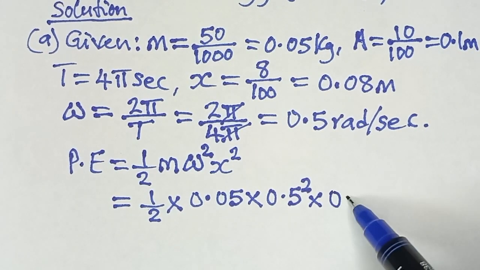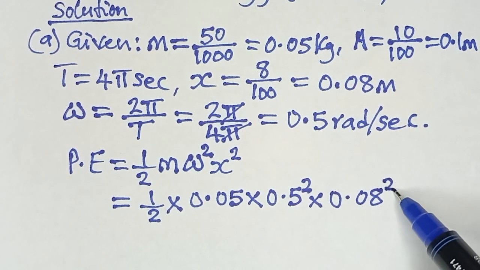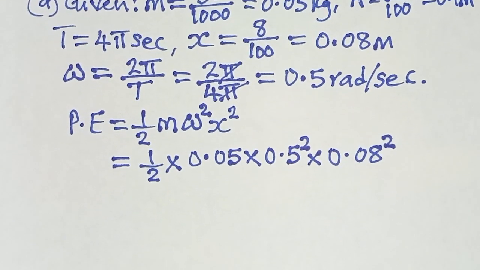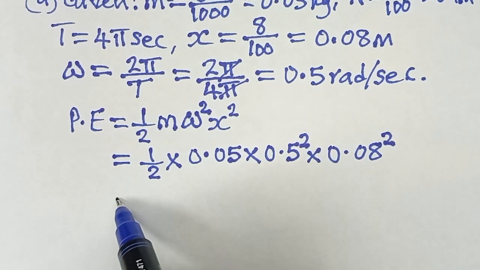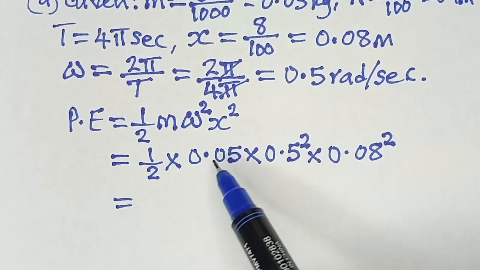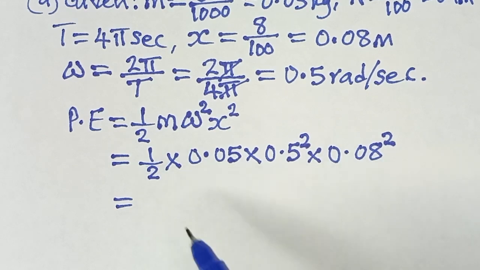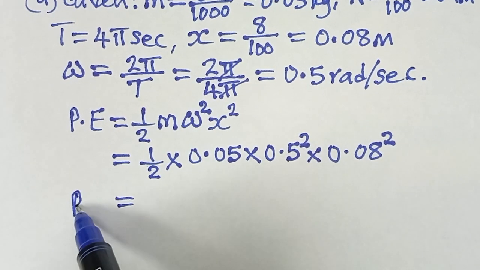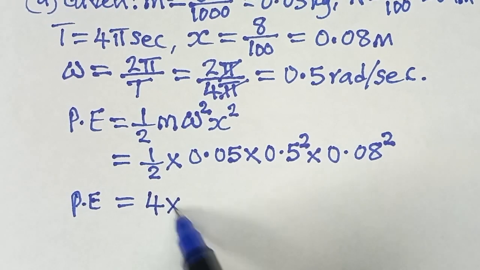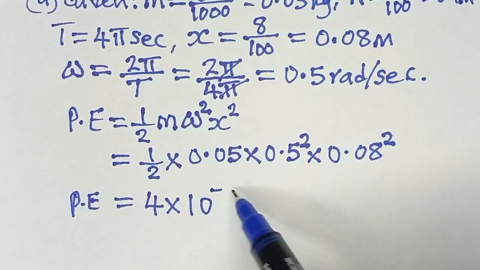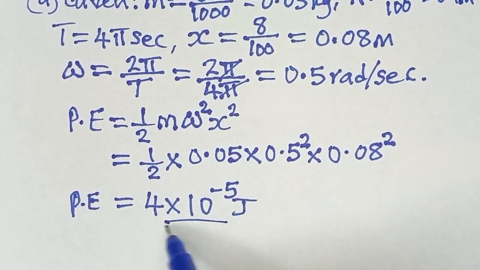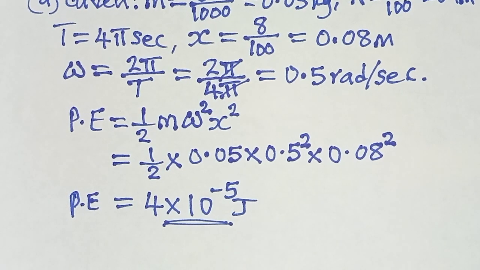So 0.08, and then we also square it. Don't forget, it has to be squared as well. And then we can now use our calculator to carry out this calculation. You square this, multiply by the square of this, multiply by this, and then finally you divide by 2. It's going to give you the potential energy, PE, as 4 times 10 raised to the power minus 5 joules. The unit for energy is joules. So this is the potential energy.